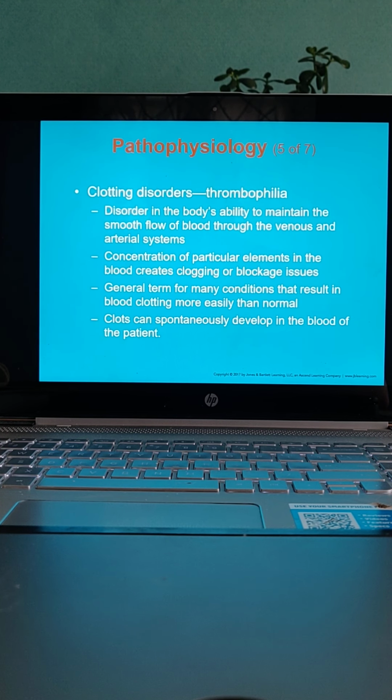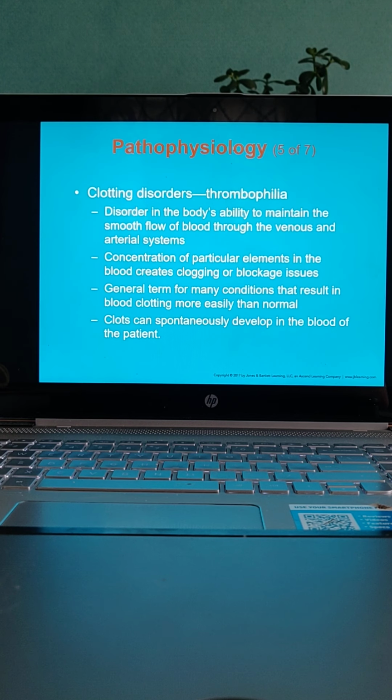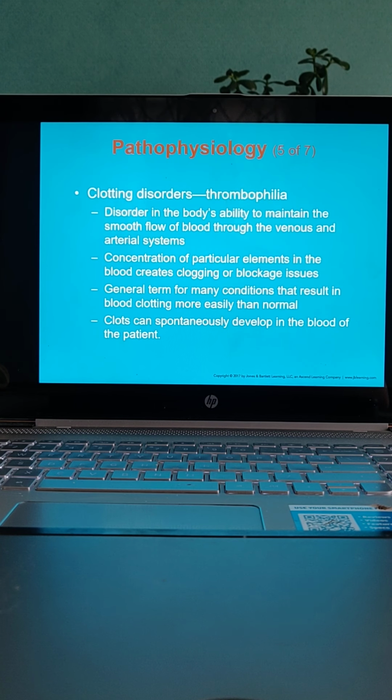Clotting disorders, thrombophilia, disorders in the body's ability to maintain the smooth flow of blood through the venous and arterial systems. Okay, so the blood is not flowing as smoothly through the veins and arteries as it should. Okay, concentration of particular elements in the blood creates clogging or blockage issues. General term for many conditions that result in blood clotting more easily than normal, and clots can spontaneously develop in the blood of a patient.